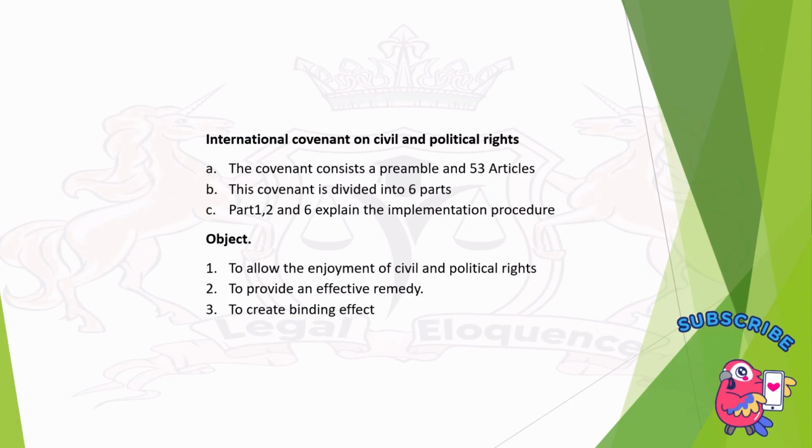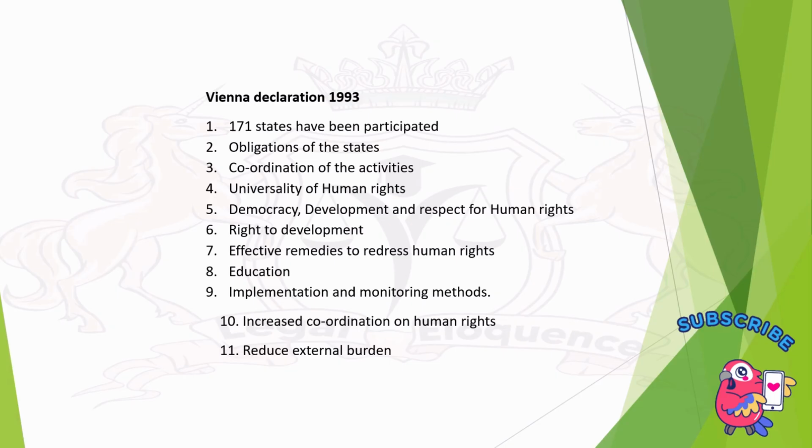International Covenant on Civil and Political Rights. The covenant consists of a preamble and 53 articles. This covenant is divided into 6 parts. Parts 1, 2 and 6 explain the implementation procedure. Objectives: to allow the enjoyment of civil and political rights, to provide an effective remedy, and to create binding effect.